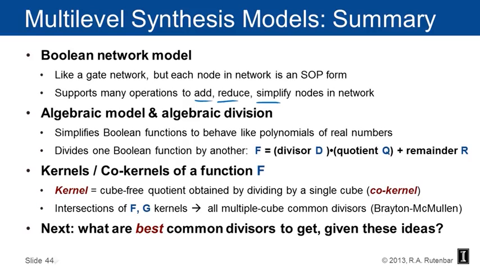The big thing you don't know is what are the best common divisors to get. You know that the algebraic model and the kerneling operation tell you what the right pieces are, but you don't really know how to deal with a large Boolean network model with lots of nodes, and that's what we're going to talk about next.